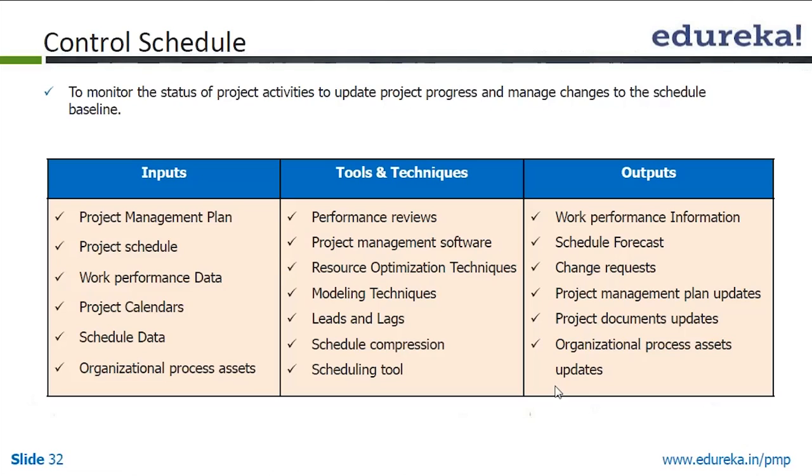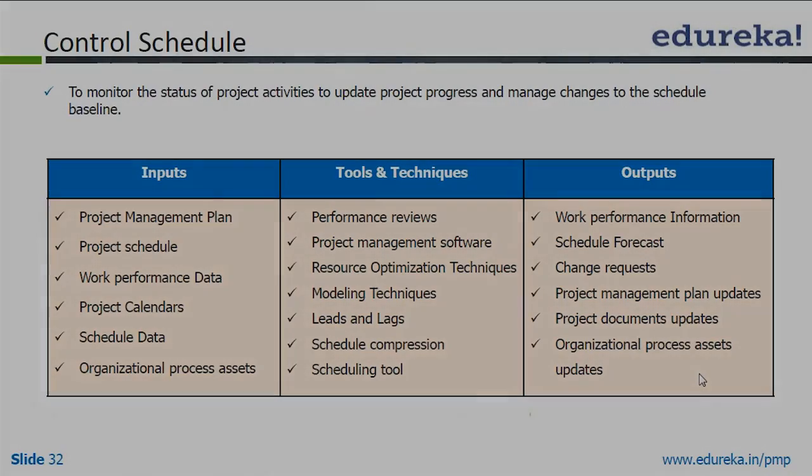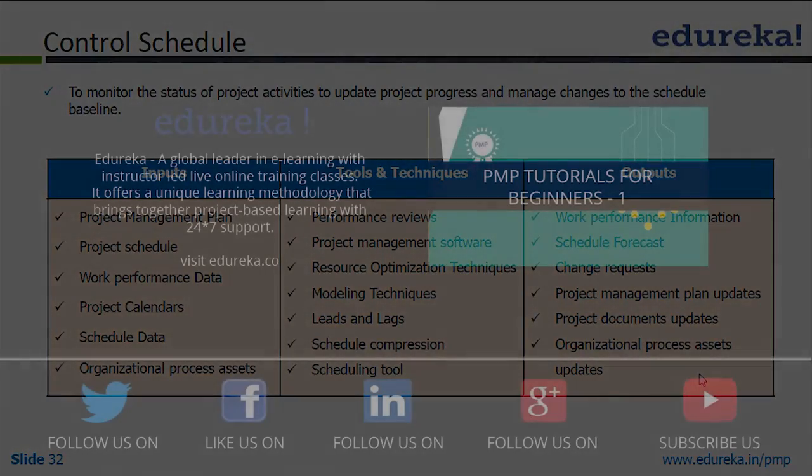Project management software is used to do that. Resource optimization techniques are used to take care of deviations and to bring projects back on track. Modeling techniques, leads and lags, schedule compression and scheduling tools are the tools and techniques. And what is the output? The work performance information, schedule forecast, change requests, project management plan updates, document updates, and OPA updates are your outputs.